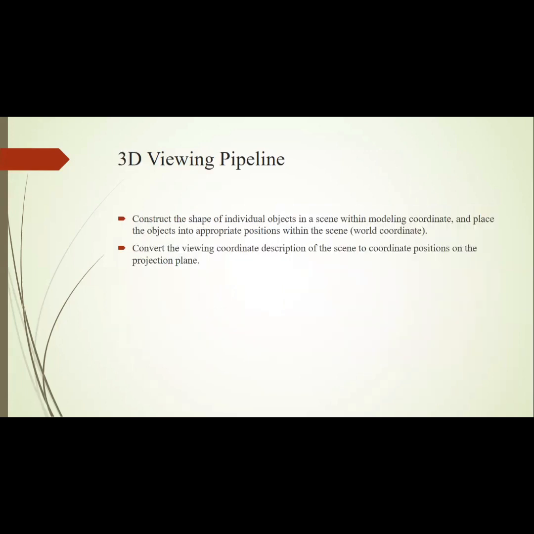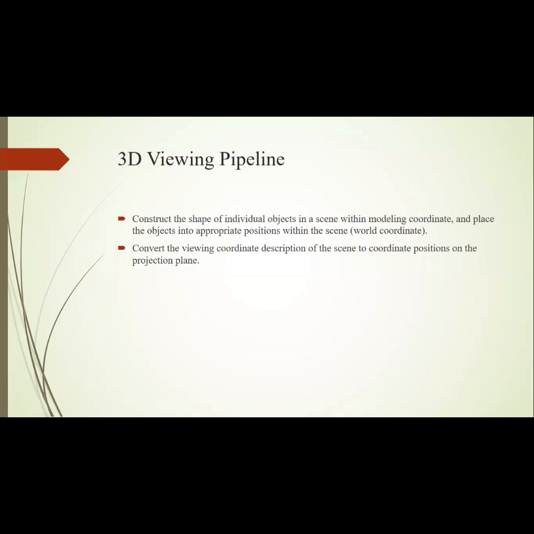Coming to the 3D pipeline. So what is the 3D pipeline? It is used to obtain a display of a three-dimensional world coordinate scene. We first set up a coordinate reference for the viewing or camera parameters. This coordinate reference defines the position and orientation for a view plane or projection plane that corresponds to a camera film plane. It constructs the shape of an individual object in a scene within modeling coordinates and places the objects into appropriate positions within the scene.